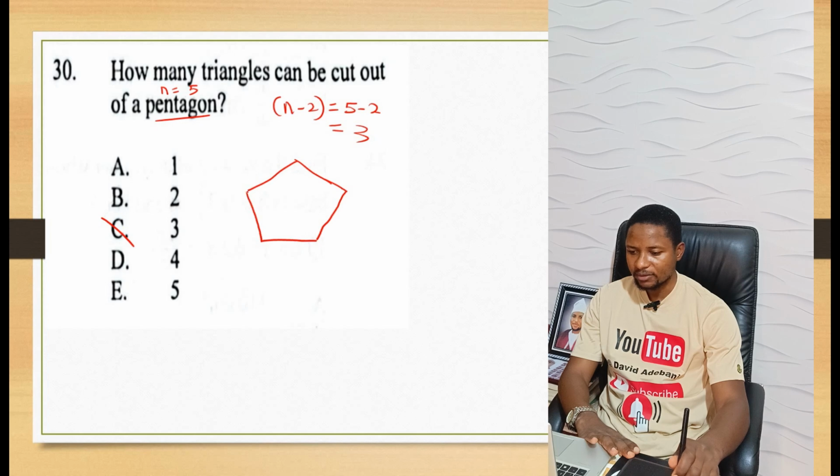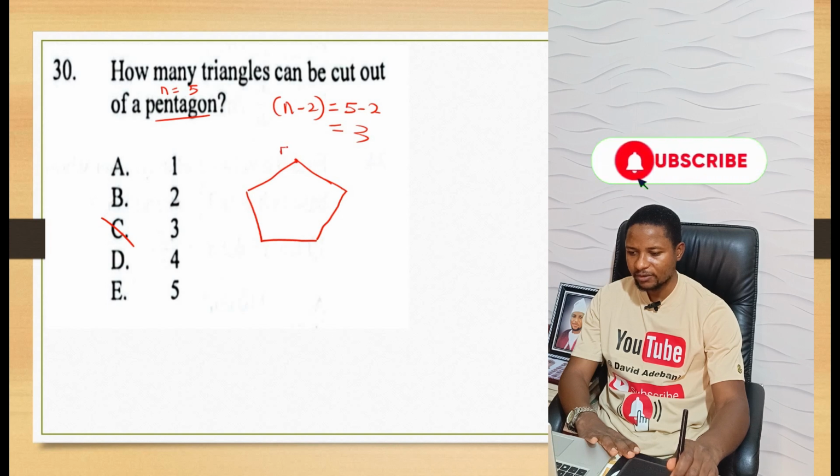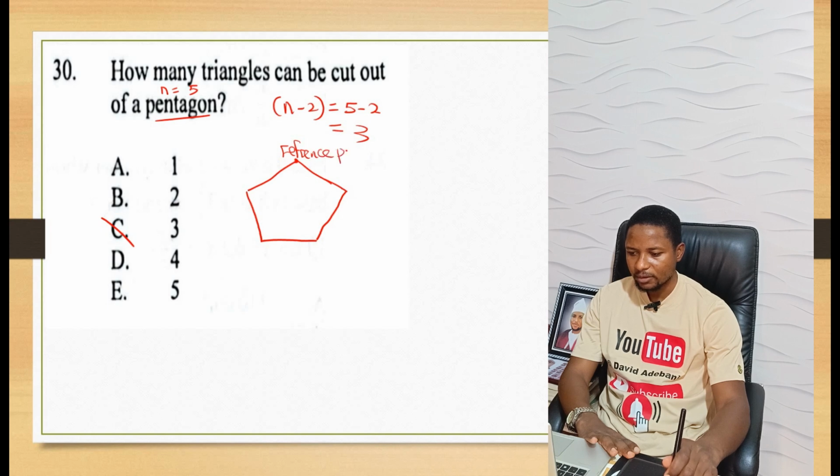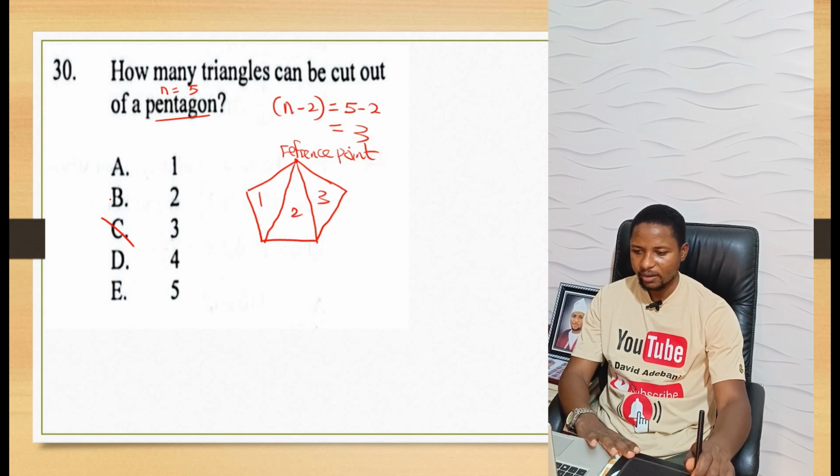But to sketch it out is to start with any point, any corner. Once you start with any corner, you don't jump the corner. That's your reference point. So if I'm starting with this now, that's my reference point. And going down from one corner to another, that's 1. And then the same corner to another, that's 2. So I have 1, 2, 3. You can't change the reference point, and that is what they meant by how many triangles can be cut of a pentagon. So the answer is 3.